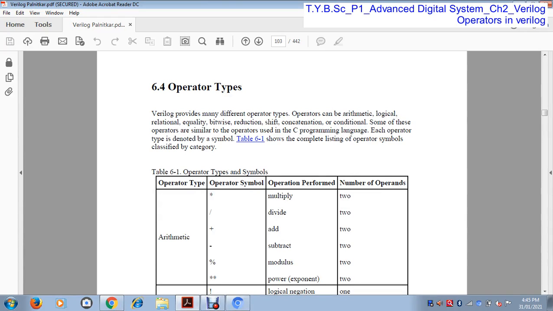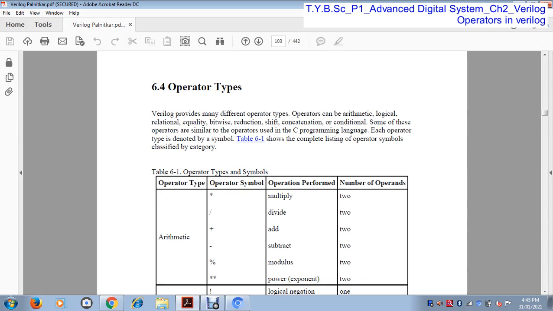Good morning, students. In the previous lecture, we saw the system tasks and compiler directives in Verilog HDL. Now, in this lecture, we will see the different types of operators that we will use while programming in Verilog HDL. So Verilog provides different types of operators.